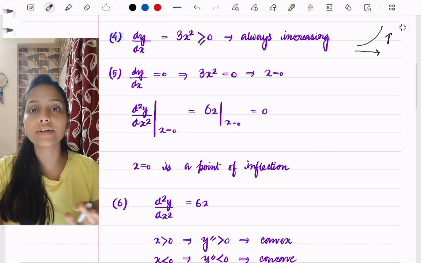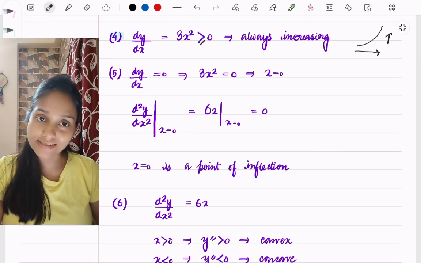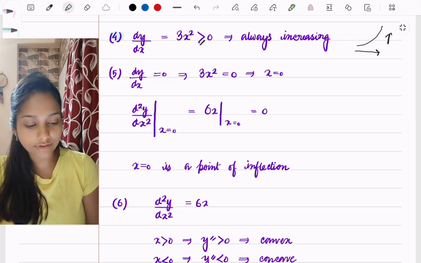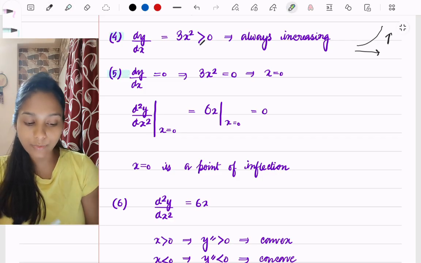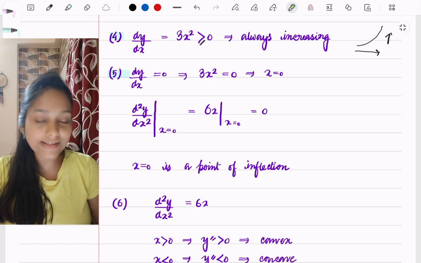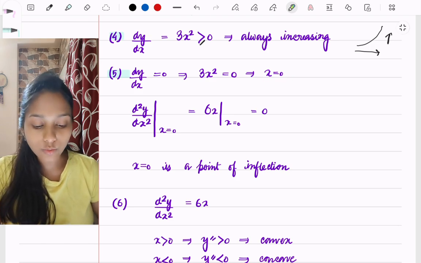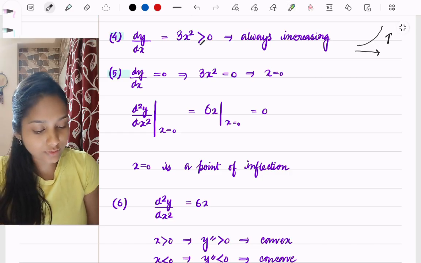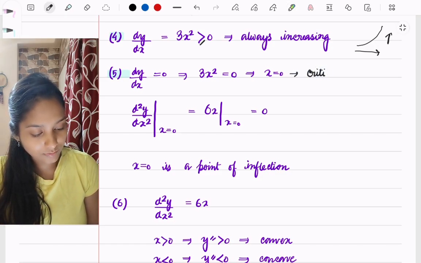Next, we need to check whether the function has a maxima or a minima. For that we can take the derivative. The derivative is 3x square, and if we equate it to 0, we get x equals 0. This x equals 0 is a critical point.